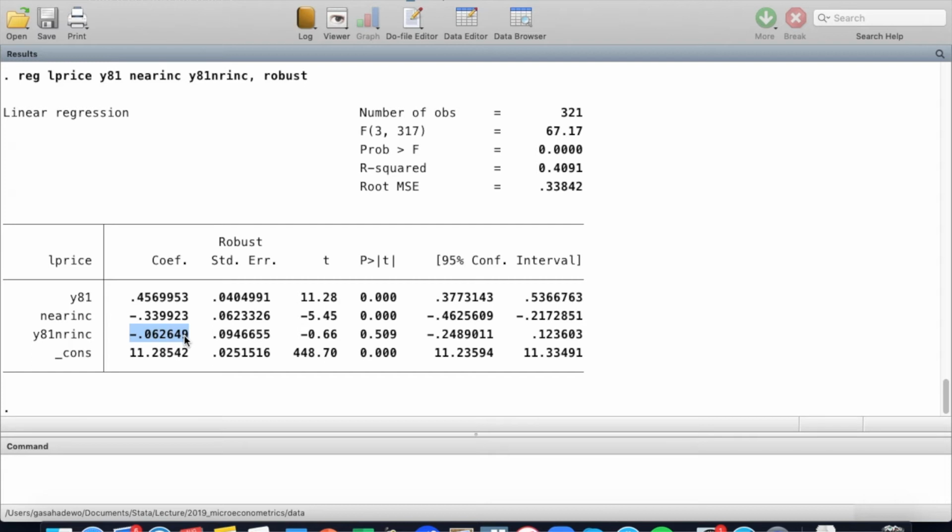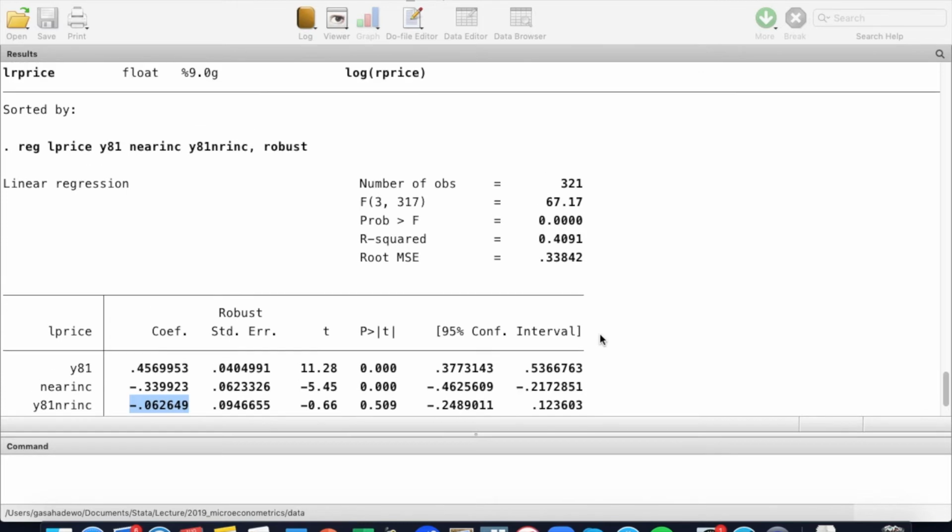Okay, so given this particular specification, the estimated effect is about negative 6%. So the average prices of houses located near the incinerator were lower by 6% in comparison to those far away from the incinerator. So basically, the estimated effect of the incinerator in this particular case is negative 6%. Now, of course, we shouldn't be happy just by having this particular regression. So what we're going to do is add more explanatory variables.